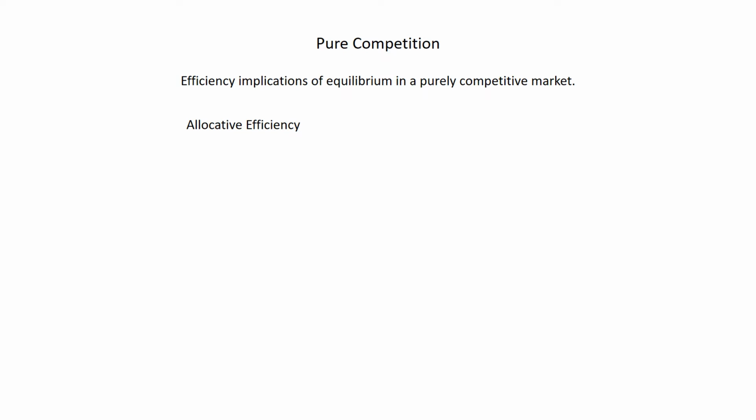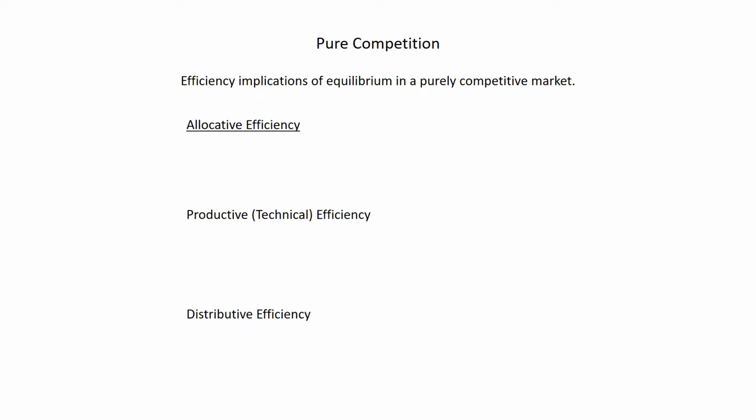The first type of economic efficiency we discussed was allocative efficiency. The second type was productive or technical efficiency. And the third type was distributive efficiency. Let's start with allocative efficiency.